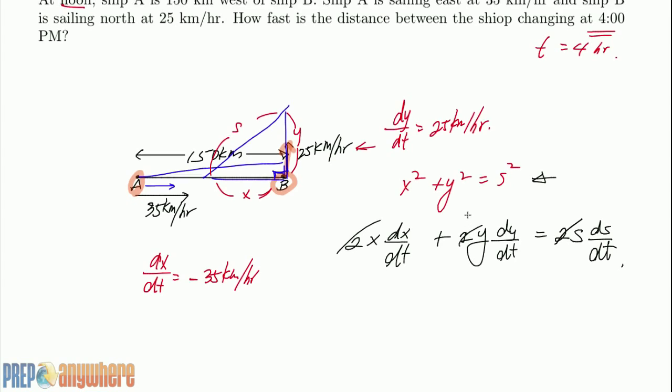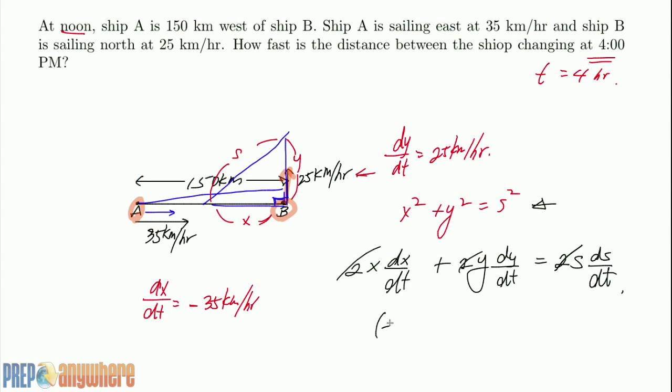Okay, so let's fill in what we have. We know dx over dt is minus 35, and dy over dt is a positive 25. After 4 hours have passed, x will be 150 minus 4 times 35. And y will be 25 kilometers per hour times 4, which gives you the distance that you traveled.